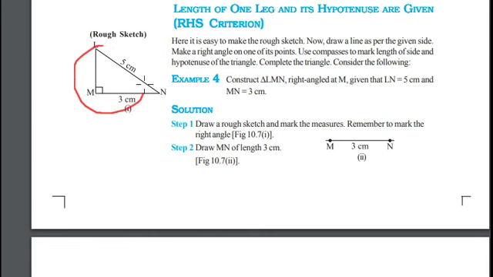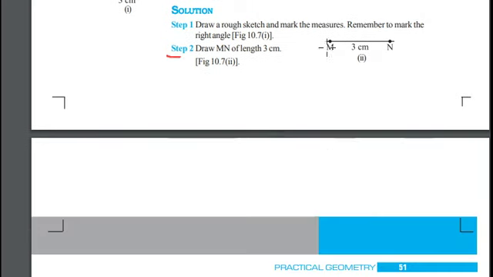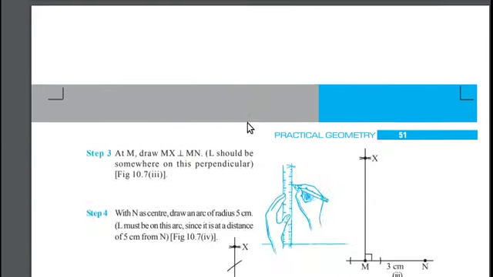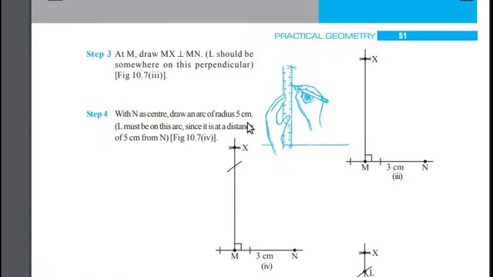This is a rough sketch, which is the step 1. Now let us construct an accurate triangle making use of the given data. Step 2, draw MN of length 3 cm. MN is already given. Step 3, and we know that the right angle is at M. So we will construct a perpendicular line at point M. At point M, we are constructing a perpendicular line.